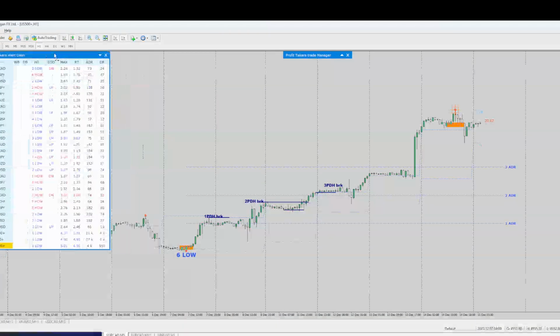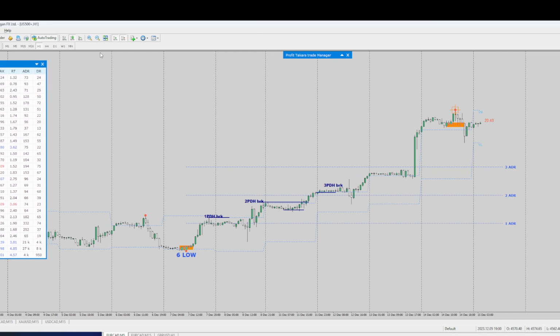Now with the indices, of course, the fundamentals do have a huge play in those. But with the currencies, not necessarily. We don't care too much about the news. But with indices, absolutely. Okay.